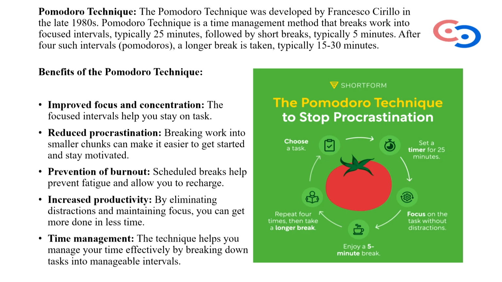If you see the diagram, you can figure it out. Initially you choose a task and set a timer for 25 minutes. Focus on the task for these 25 minutes without any distraction. After 25 minutes, take a 5 minute break. Repeat 4 times, then take a long break. After doing this Pomodoro technique 4 times consecutively, take a long break. This long break can be 15 to 30 minutes based on your convenience.